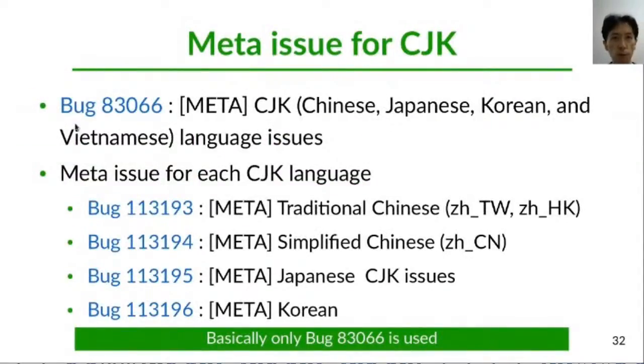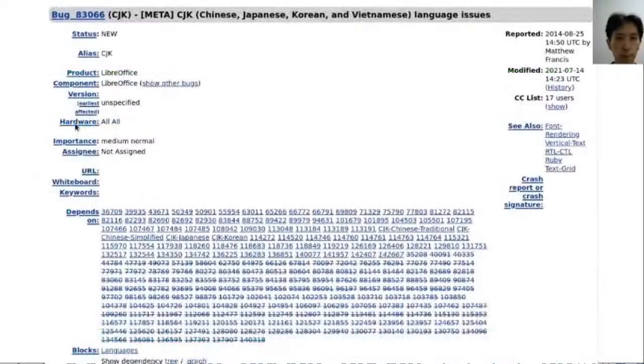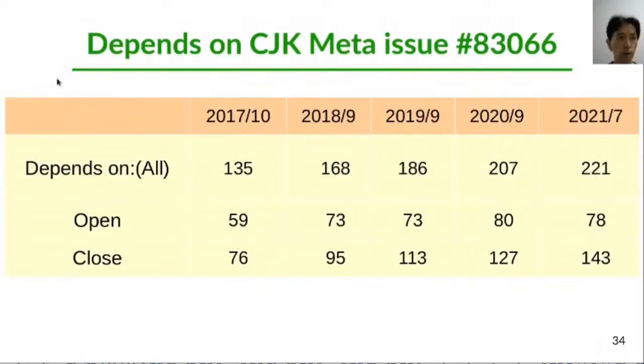So, LibreOffice CJK bug status. We use a Bugzilla meta issue for CJK, 83066. This is the tracking meta issue. Many bugs depend on this. And the trend is many bug reports being opened and closed.